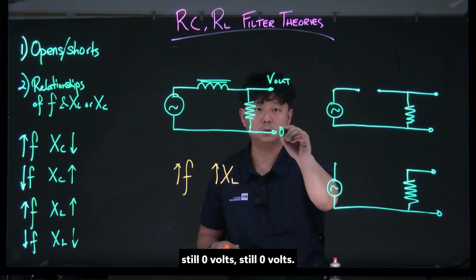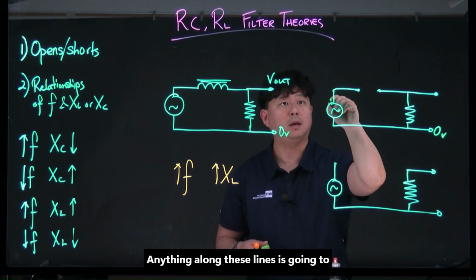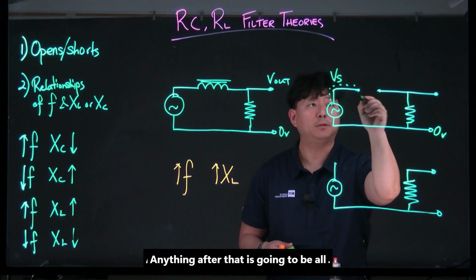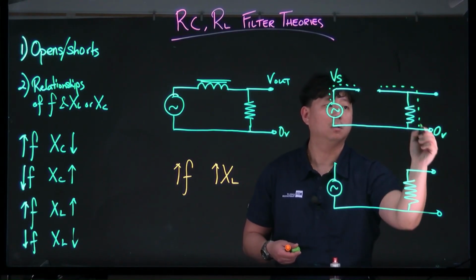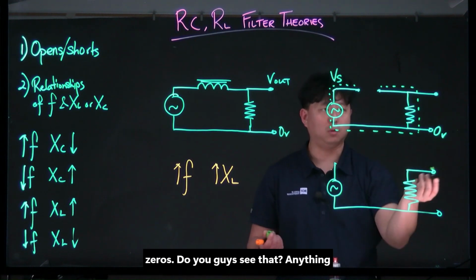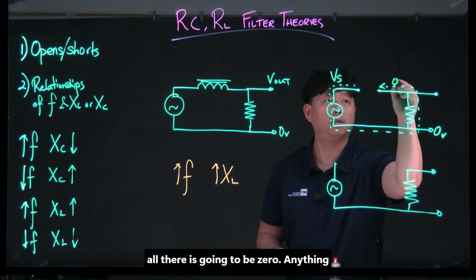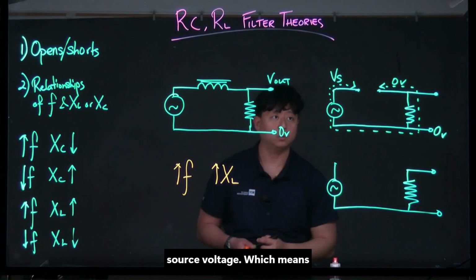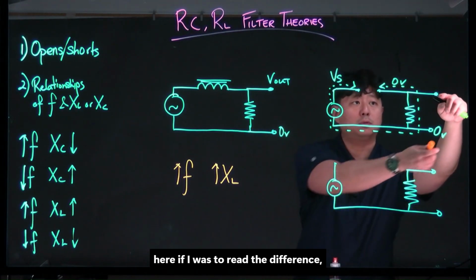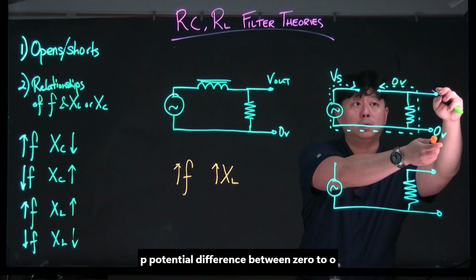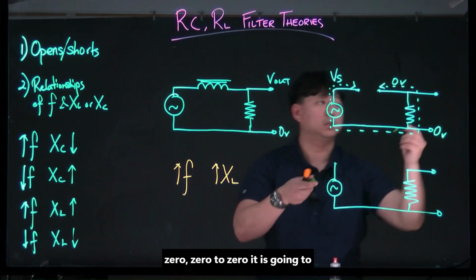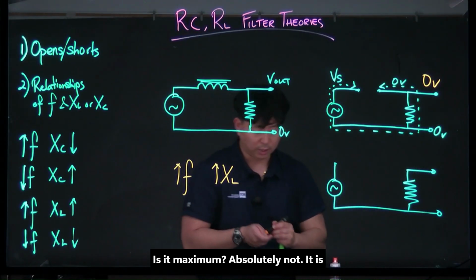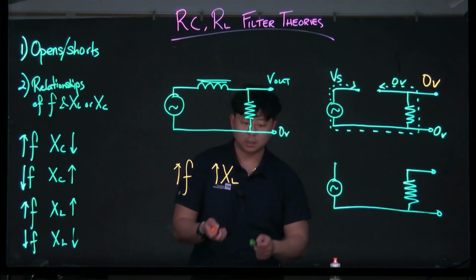That doesn't change. That's still 0 volts, still 0 volts. Anything along these lines is going to read the source voltage. Anything after that is going to be all zeros. Do you guys see that? Anything there is going to be 0. Anything before the break is going to be the source voltage, which means here, if I was to read the potential difference between 0 to 0, 0 to 0, it is going to be 0 volts. Is it maximum? Absolutely not. It is minimum, and that's not what we want.